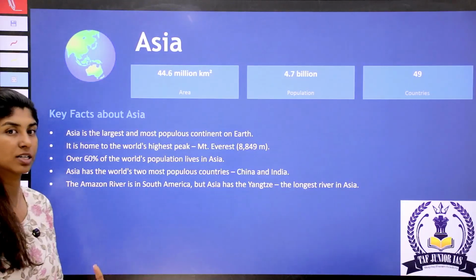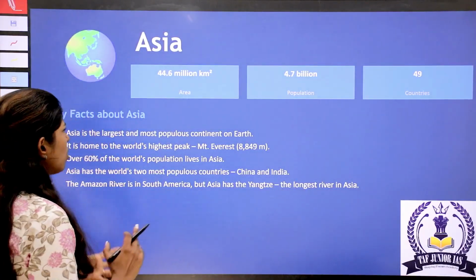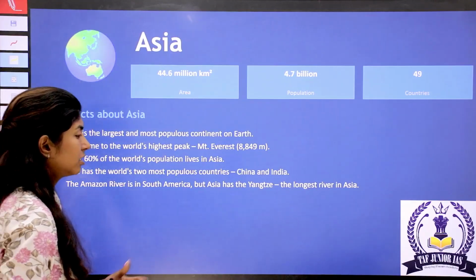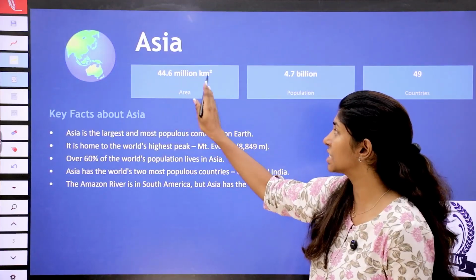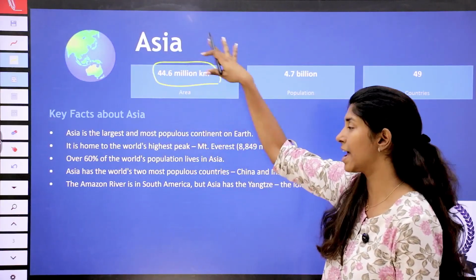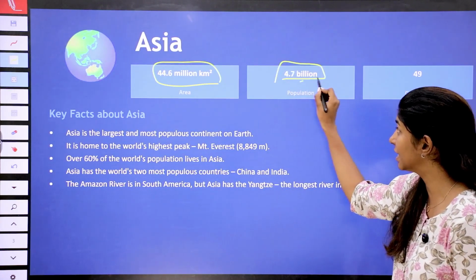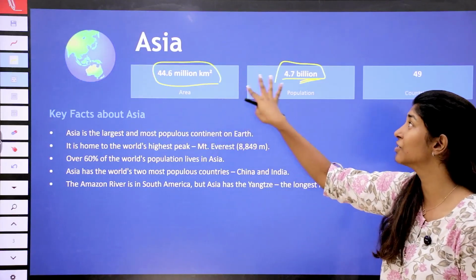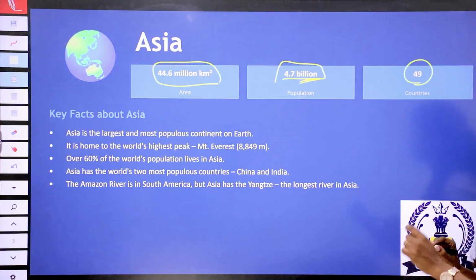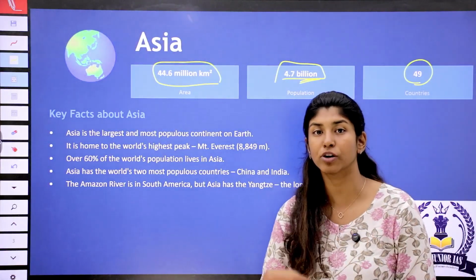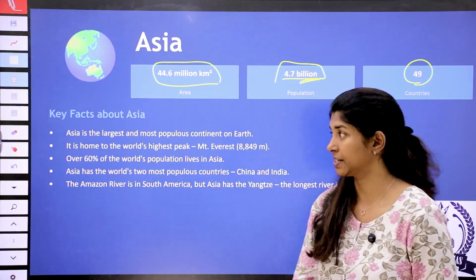Let's go continent by continent. Today we will be talking about Asia. So when we consider the Asian continent, what are some of the facts that you know about it? First, it consists of 44.6 million square kilometers. This is the area of Asia. Population: 4.7 billion. It only consists of 44.6 million square kilometers, but we have 4.7 billion people, and it consists of 49 countries. So a continent is comprised of a lot of countries, right? So here in Asia, we have 49 countries.